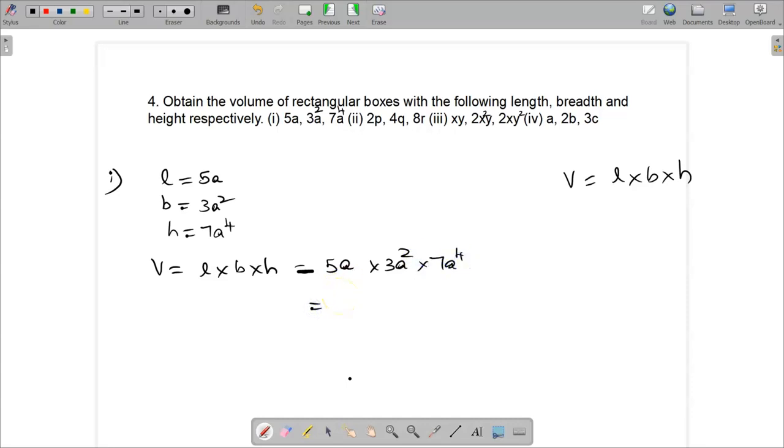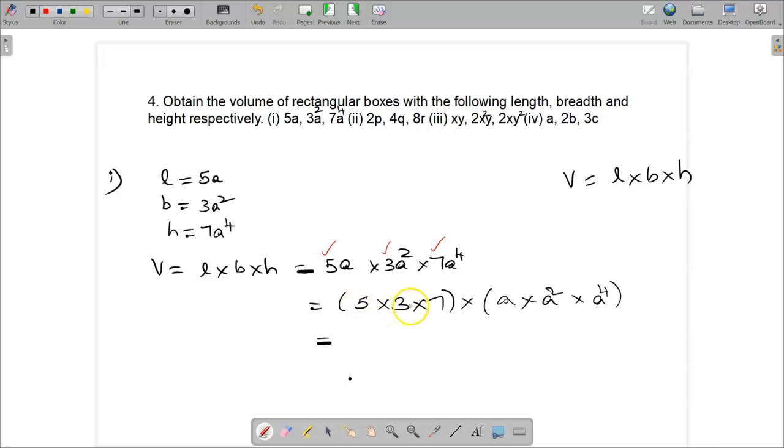Generally, whenever we have terms in the expression with variables, first multiply the constant terms. Take constant terms first, multiply those values. So, what are all the constant terms? We have 5 and then 3 and then 7. Multiply those values first. And then what are all the variables we have? Here it is a, here it is a square, here it is a power 4. Here all the variables are same. So, a is given in all the 3 terms. So, it is easy for us to multiply.